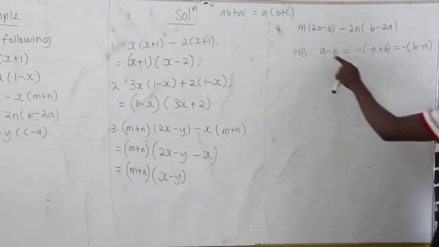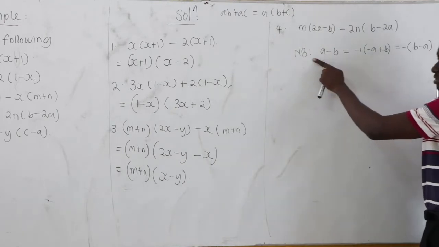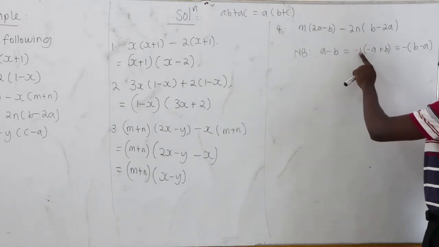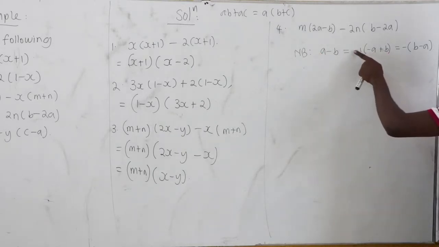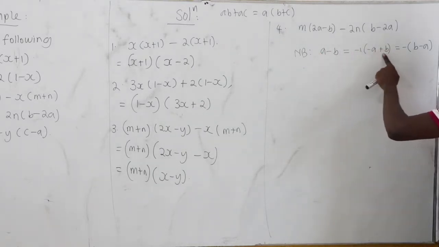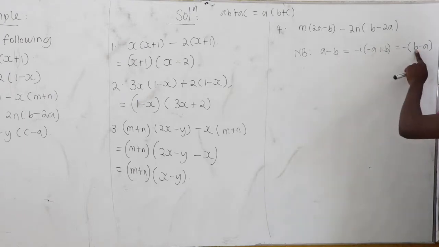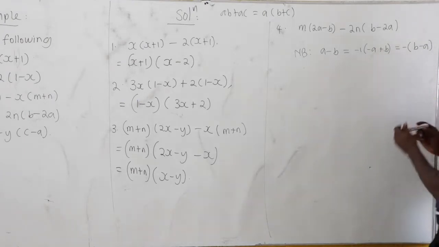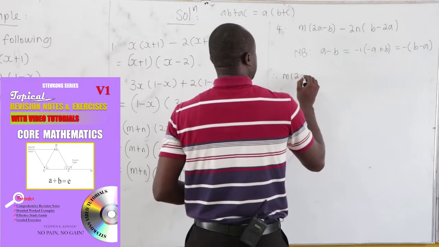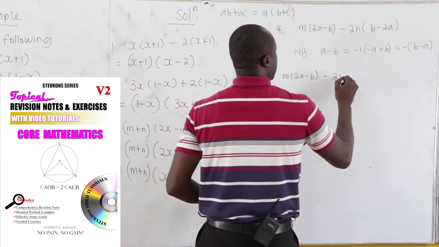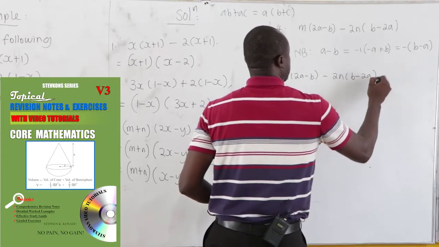Again, if you have a minus b, we can factorize the negative out, and when the negative comes out, the negative will not affect the a, so you have negative a plus b. Now negative times negative is positive, negative and positive is negative, and we can rewrite it as b minus a. Hence, with this we have our m(2a minus b) minus 2n(b minus 2a).